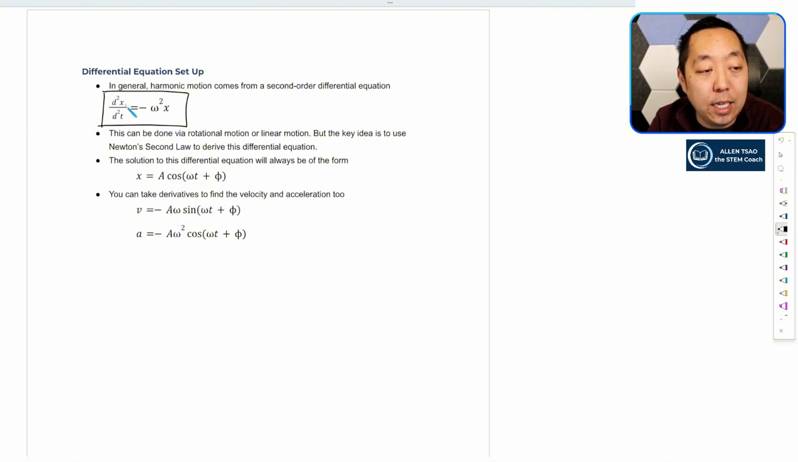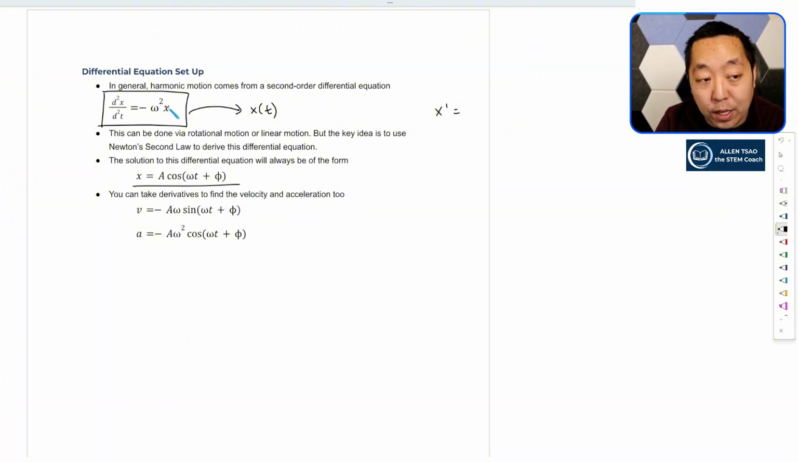But the idea is the second derivative looks like negative some constant times the original variable, and you want to solve for x of t. Basically, if it looks like this, the reason we know the solution is that if you do the derivative, I can show you that we can verify it's a solution. That part we know, because if we do the derivative, it's going to be negative A omega sine of omega t plus phi.